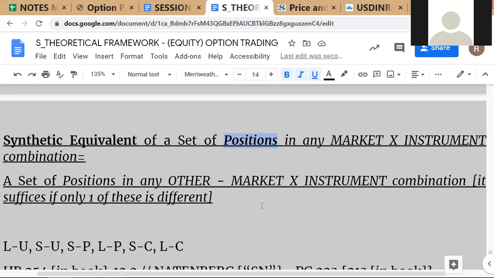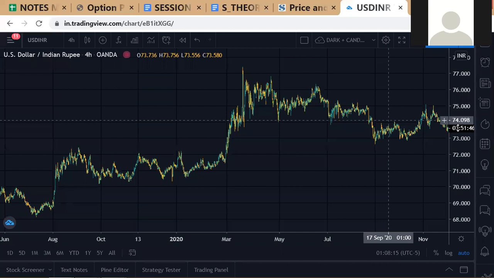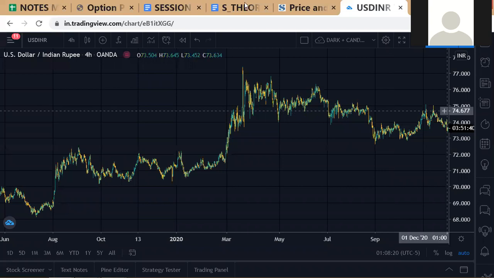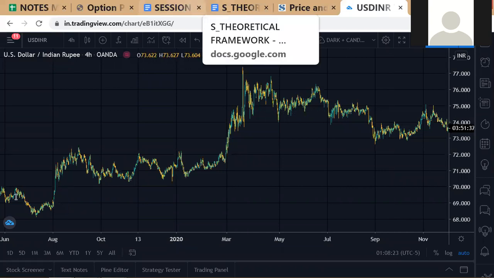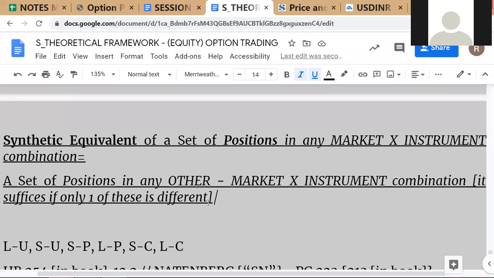So here I'm putting clarification that if only one of these market instrument combinations is different, that's fine. For instance, if you have dollar rupee spot, then you have dollar rupee futures, that's fine because the instrument is different. So it is sufficient to have one of these as different. A set of positions in any other market instrument combination that, here the word same is important.